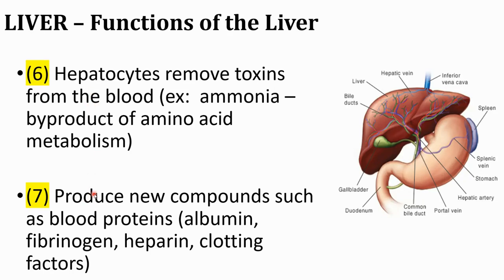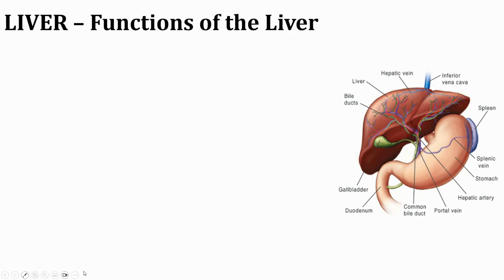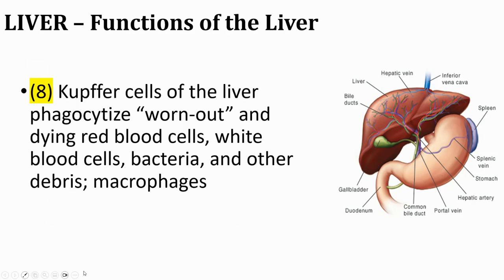Number 7, another thing that the liver does is it produces new compounds such as proteins, specifically that are going to go into the blood: albumin, fibrinogen, heparin, clotting factors. Again, we talked about that in the blood chapter. We just never said hepatocytes were responsible for that.